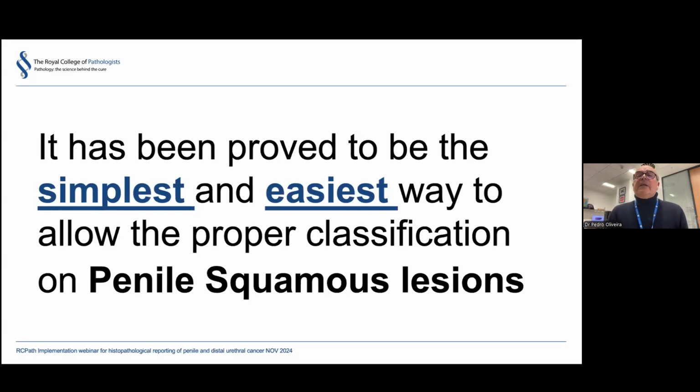The second is because its publications in the literature have shown, like in cervical cancer, in penile cancer also, that it is a good surrogate and reliable marker for HPV infection, and then also because it's the simplest and easiest way for the proper classification. It's not 100% perfect, but we don't have any other that can be simpler and easier than the P16 immunohistochemistry.